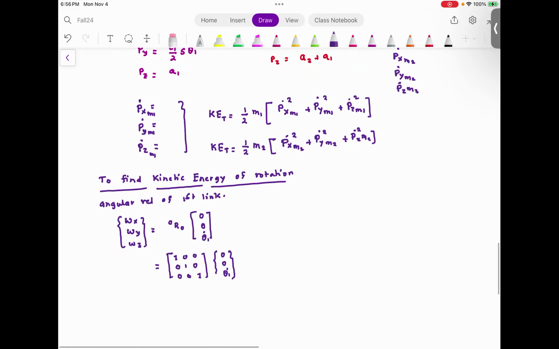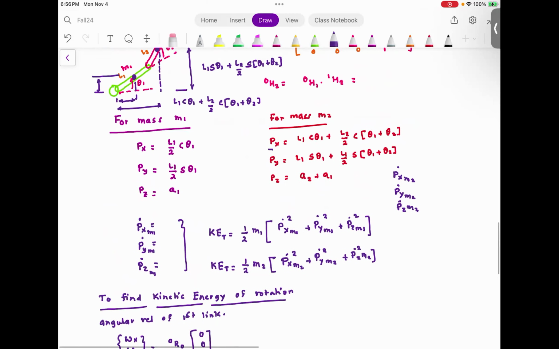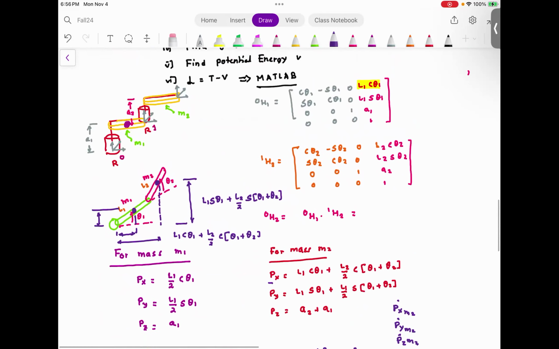So the angular velocity of the first link is omega x, omega y, omega z. Omega x is going to be 0, omega y is going to be 0, omega z is going to be theta 1 dot. Now what does this mean? I want you to look at the robot configuration. And we solved this in the previous class.